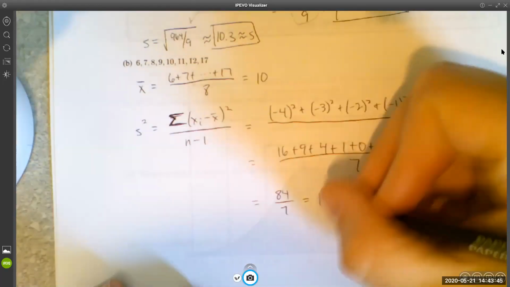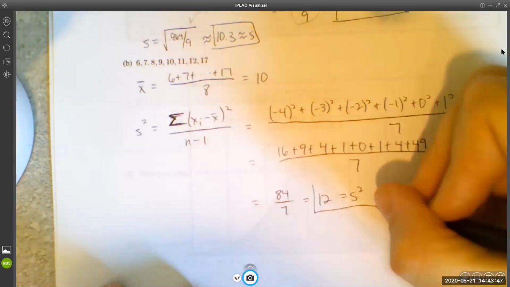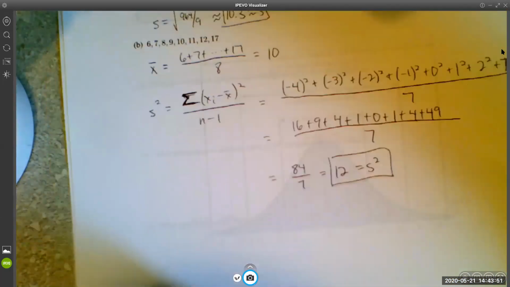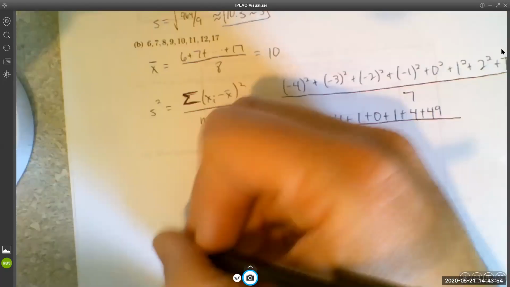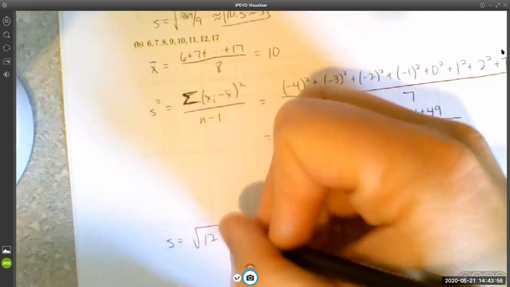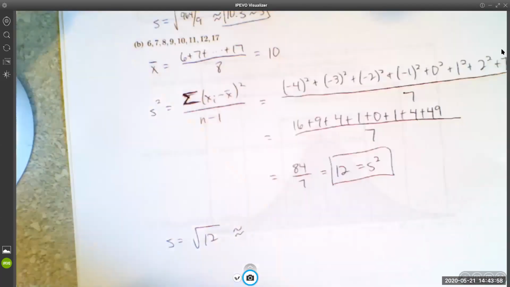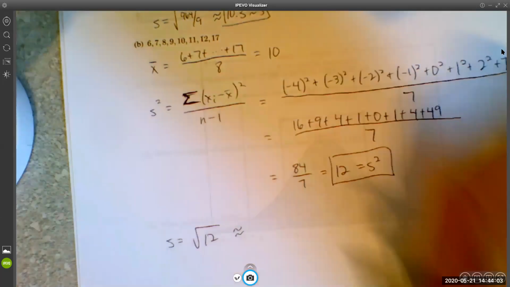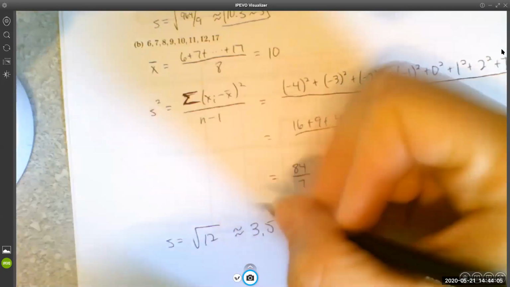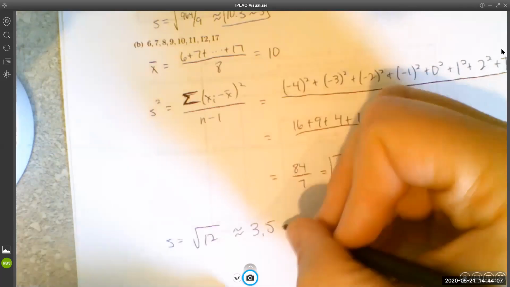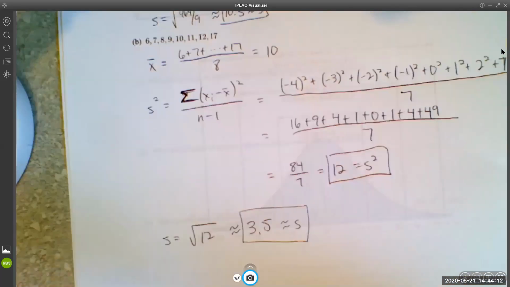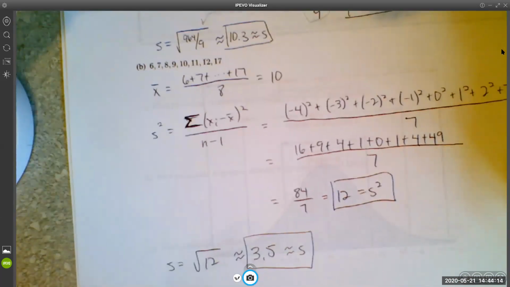So you get exactly 12. This time you get an exact answer for S squared. So the variance is exactly 12, and the standard deviation is going to be the square root of 12, about 3.5. So there we go. Moving on.